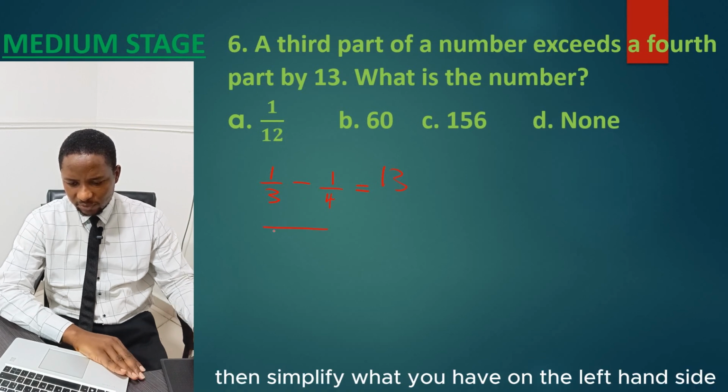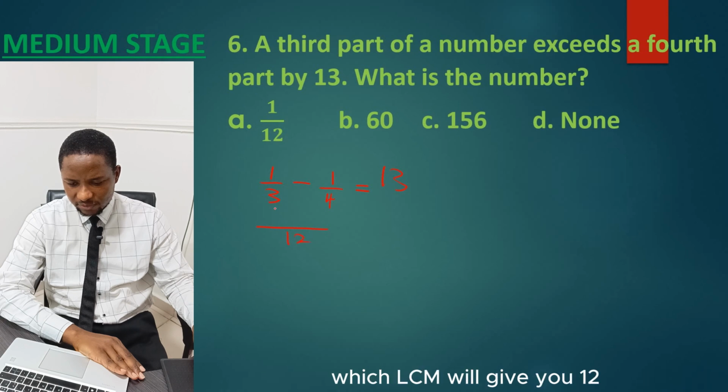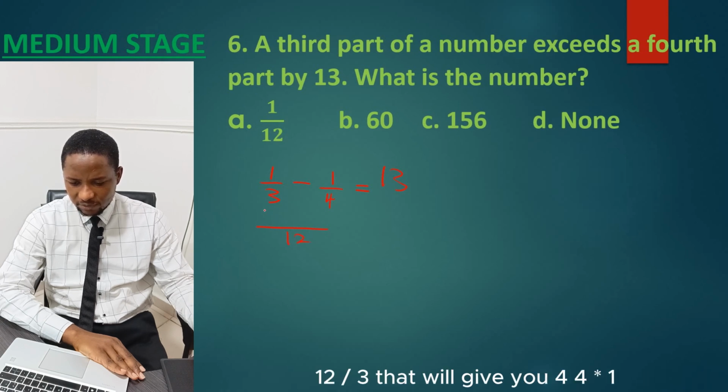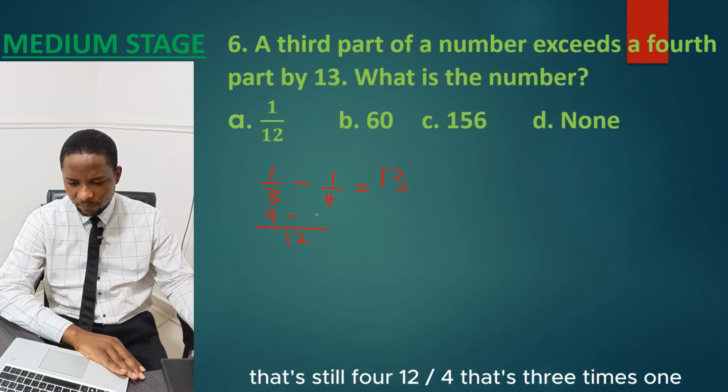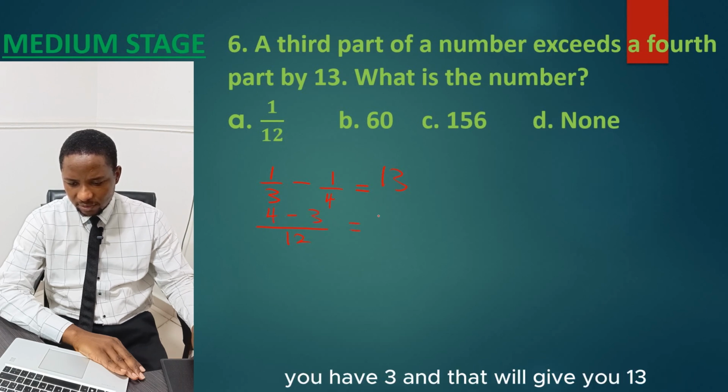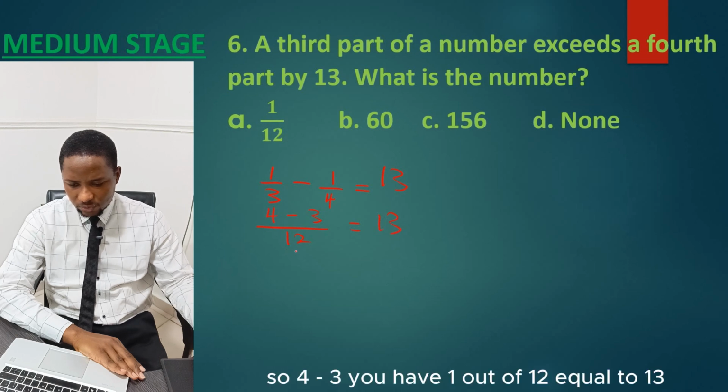Then simplify what you have on the left hand side, whose LCM will give you 12. 12 divided by 3, that will give you 4. 4 times 1, that's still 4. 12 divided by 4, that's 3 times 1, you have 3. And that will give you 13. So 4 minus 3, you have 1 out of 12 equal to 13.